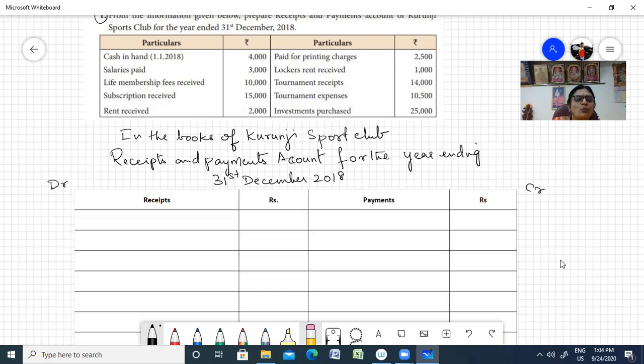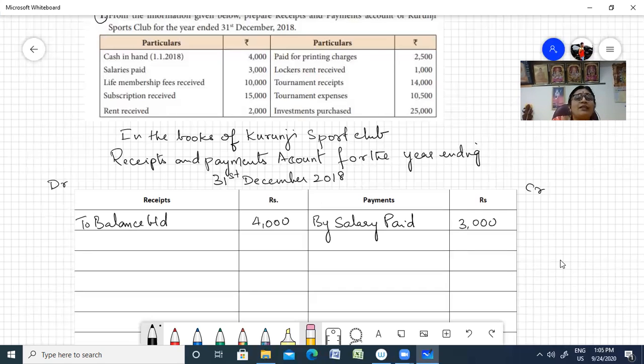Cash in hand. So to balance brought down, since your opening balance is 1/1/2018, and 31/12/2018 is at the end of the year. This is the information we are getting, right? So to balance brought down is how much? 4,000 they have given you. Fine, 4,000. Now next one, salary paid. Obviously it is an expense. So by salary paid. Fine. That is 3,000.